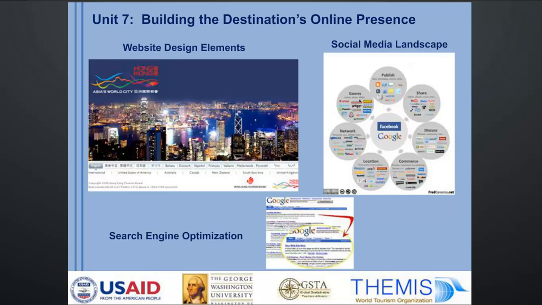Unit 7 is entitled Building the Destination's Online Presence. In this chapter, we'll look at the importance of marketing online through designing a website, entering into the social media landscape, and using search engine optimization to ensure that those looking to travel to the destination know where to find information about it.